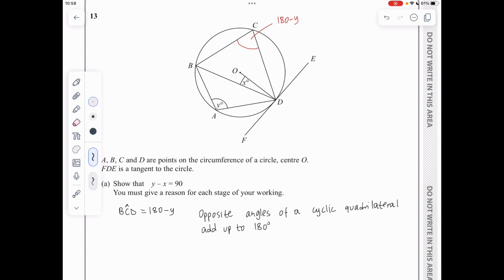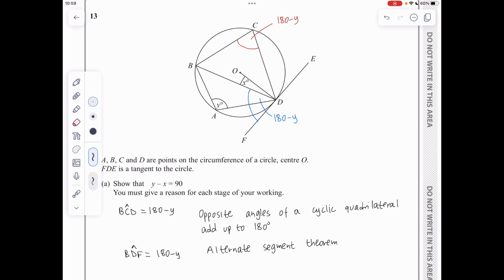We then proceed into saying that the angle here, BDF, should also be 180 minus y. This is the alternate segment theorem. Remember that between the tangent and the chord, the angle here and the angle created in the alternate segment are equal, and therefore BDF is equal to 180 minus y. The reason is the alternate segment theorem.